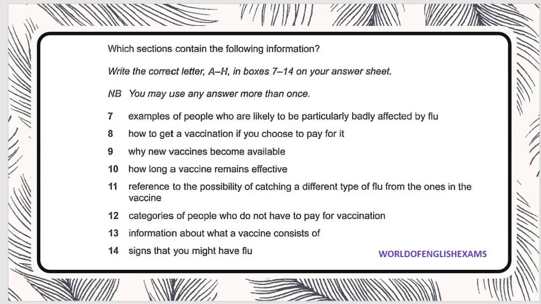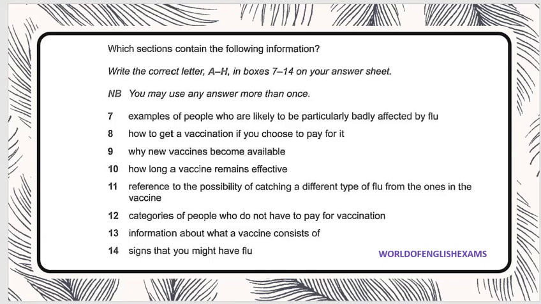Then 12th one, categories. Are you able to see, guys? Here the noun is given in the plural form. Hence, in the passage also we must find not one category but more than one categories of people who do not have to pay for vaccination, which means that it is given free of cost for them. They don't need to pay anything for that.